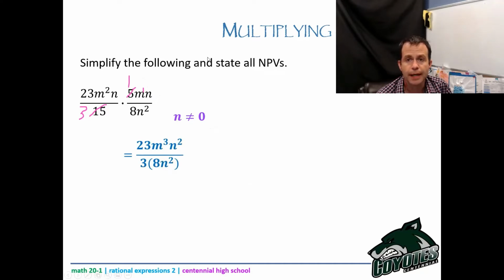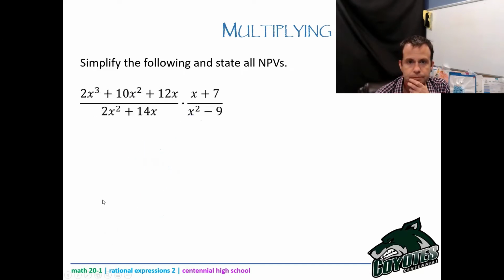Now, my n squares will divide out, and 3 times 8 is 24. So my final answer will be 24 m cubed, sorry, 23 m cubed over 24. 23 m cubed over 24. Okay. All right. We got messy really quick.